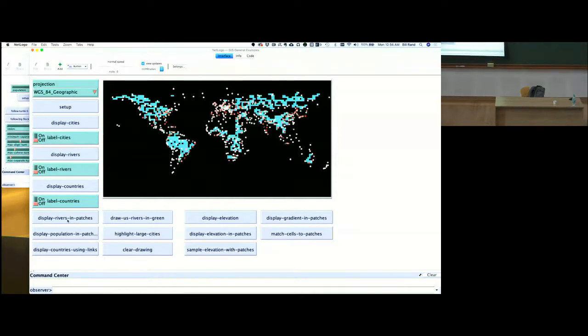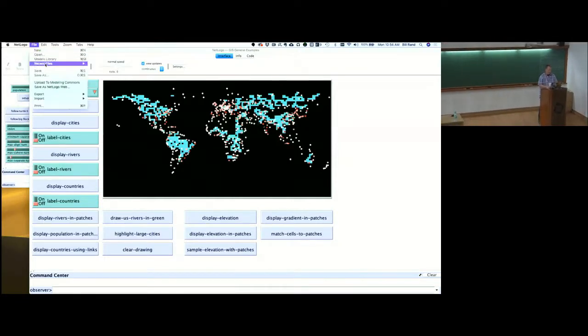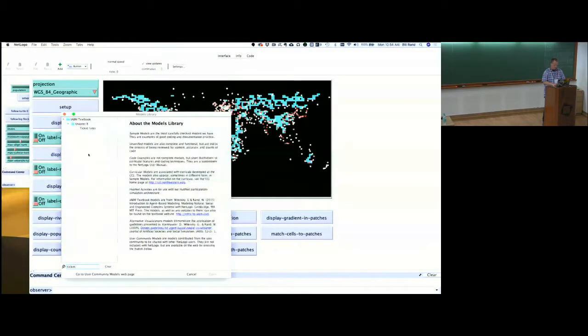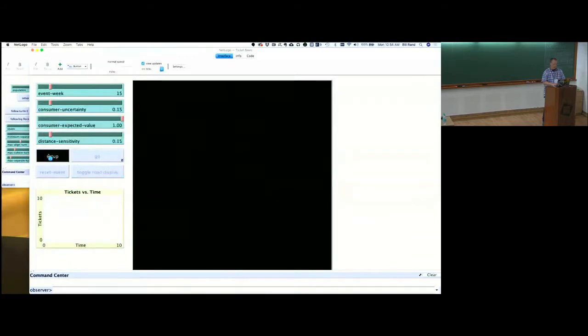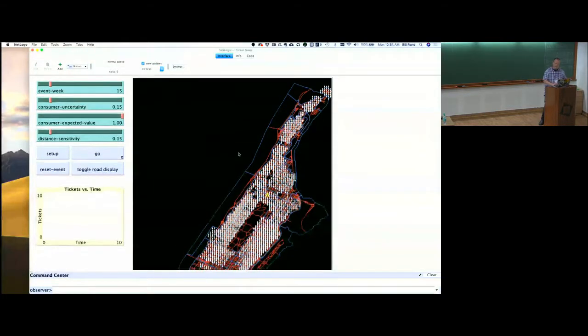So I'll show you one of the models that I built, kind of a toy model that was kind of fun. This is a model of ticket sales. And it takes a little while to set up because it's not only pulling in GIS data, but it's pulling in census data for the United States. So what I've done is I've created a map. Does anyone know where this is?